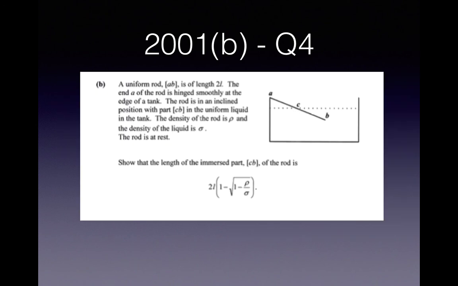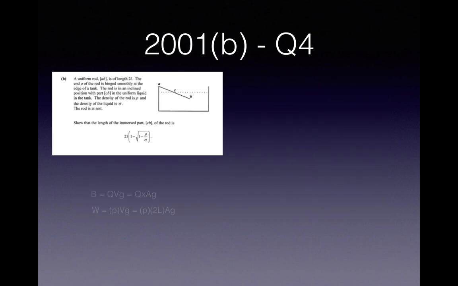Okay, last question. The algebra is a little bit harder in this, but everything else stays the same. So get your B value. The density of the fluid I'm saying is Q. That's the sigma, which is like the O with the line off it, multiplied by the volume of this submerged rod, which is X, the length submerged, by its cross-sectional area, and then W is rho Vg, where V is the total length of the rod, 2L, multiplied by its cross-sectional area.